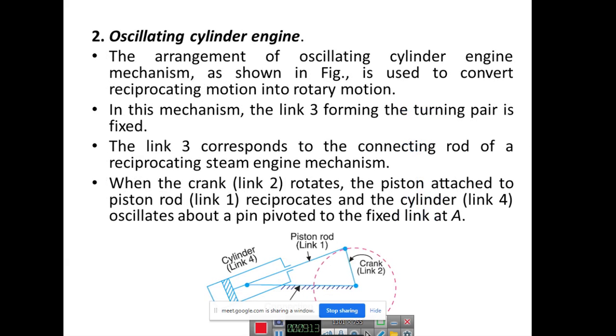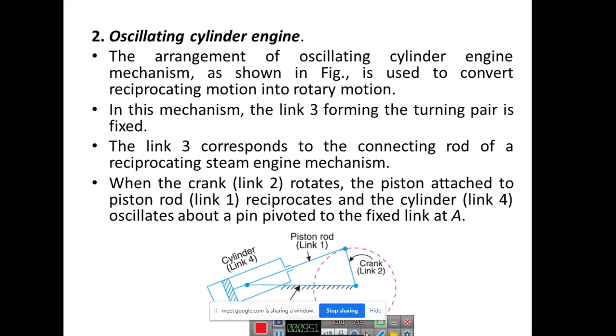That type of mechanism can be seen in the fourth inversion with the pendulum pump. Then you can see the oscillating cylinder engine. For this arrangement of the oscillating cylinder engine mechanism, you can see the figure. It is used to convert reciprocating motion into rotary. In this mechanism link 3 is fixed, forming a turning pair. This is the third link at the base part here. Link 3 corresponds to the connecting rod of the reciprocating steam engine.